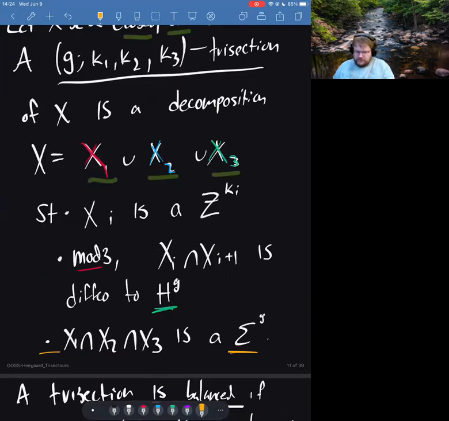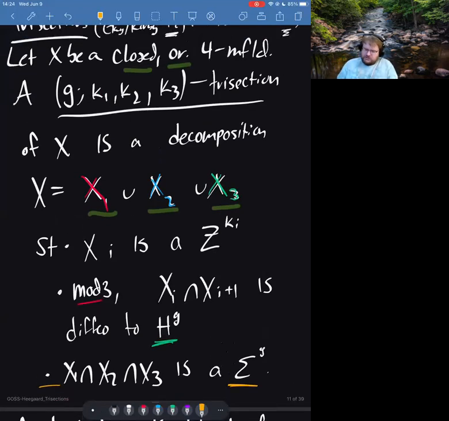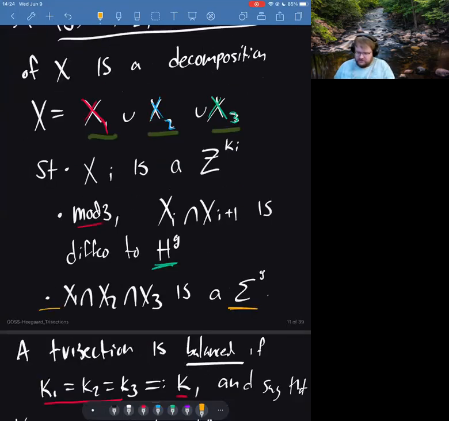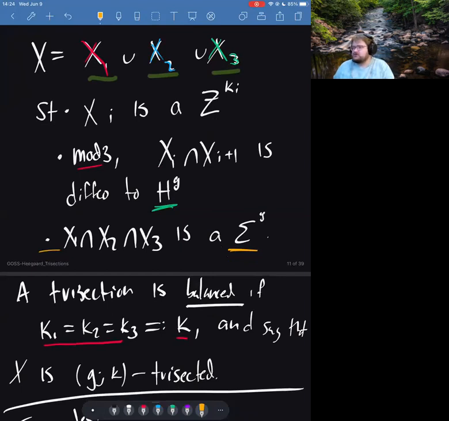So what Meyer-Shermer and Zupan did is they looked at these unbalanced trisections, and Gay and Kirby's original paper only defined balanced trisections. So that's the case when all the Ks are the same. Implicit in the Gay and Kirby paper was this idea of an unbalanced trisection, but they never really quite called it that.